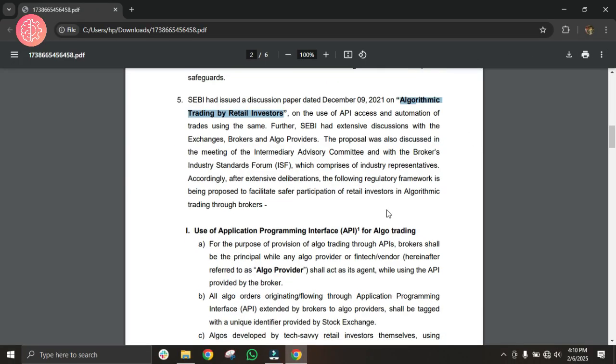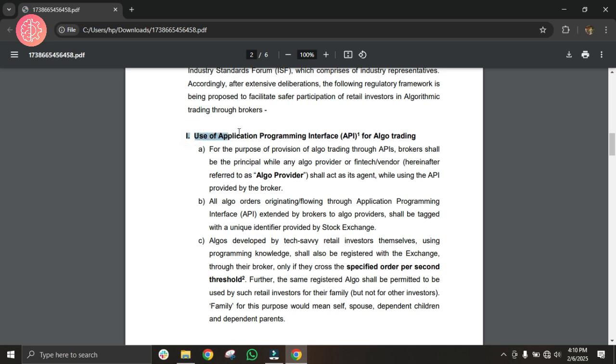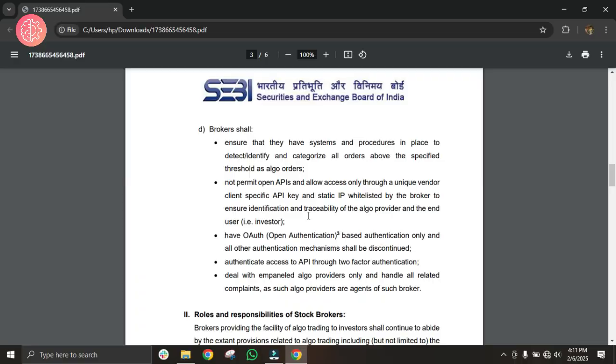The first change that has been implemented is that if you're using APIs for algo trading, then the broker is now responsible for the compliance of these APIs. By this, what they mean is that every API will basically have to be uniquely tagged as an algo order, and there will be a restriction on open APIs. So open APIs will be completely stopped, and instead of open APIs, there will be a vendor specific API key. And every broker will basically have to implement two-factor authentication.